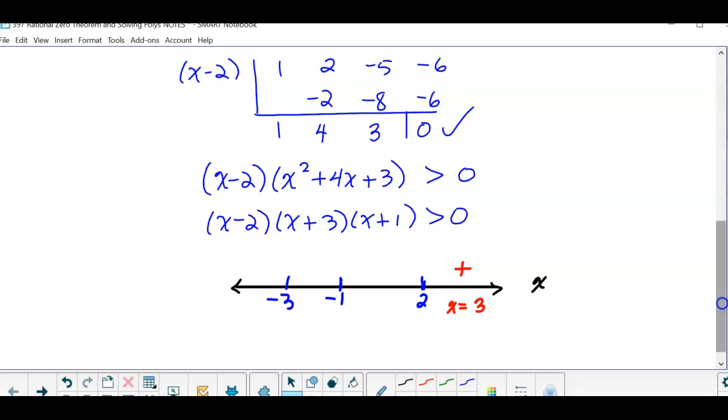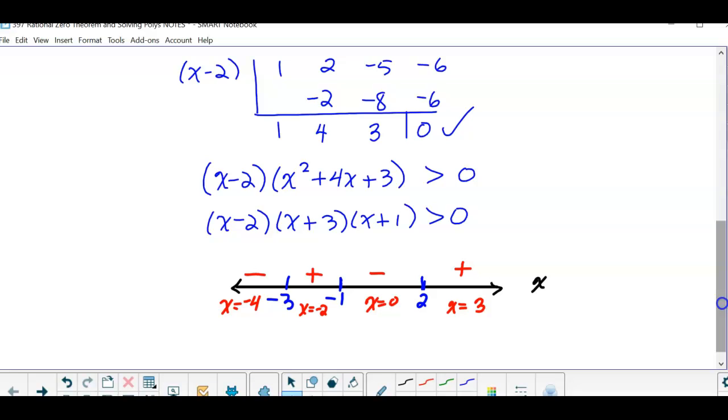Okay? Then here, x equals 0. 0 minus 2, negative, positive, positive. So overall, that's a negative. X equals -2. It's going to be negative, positive, negative. So overall positive. X equals -4. Negative, negative, negative.